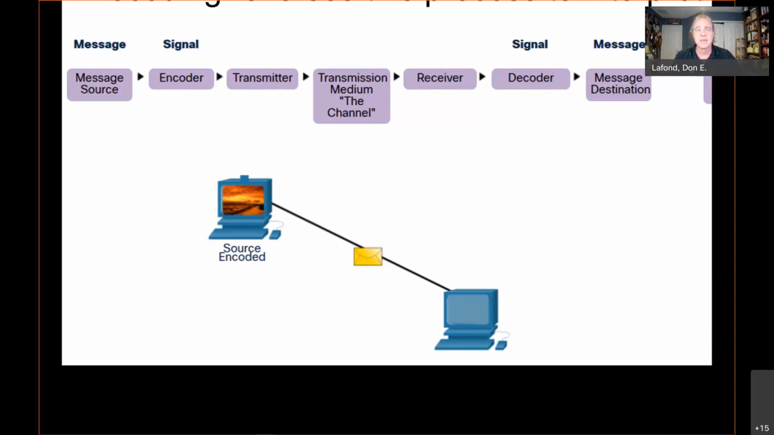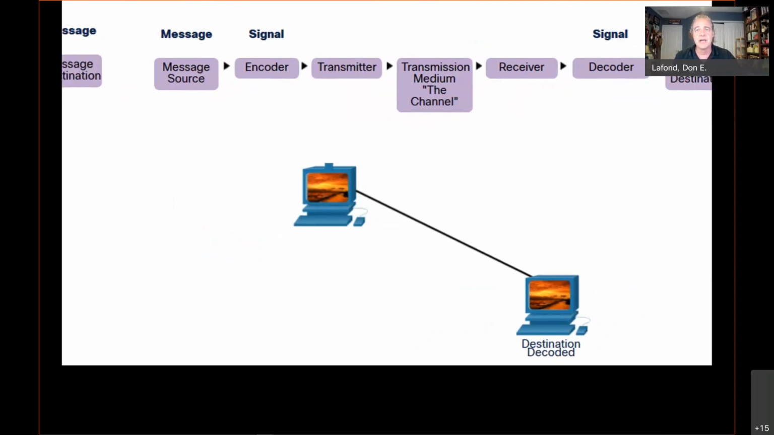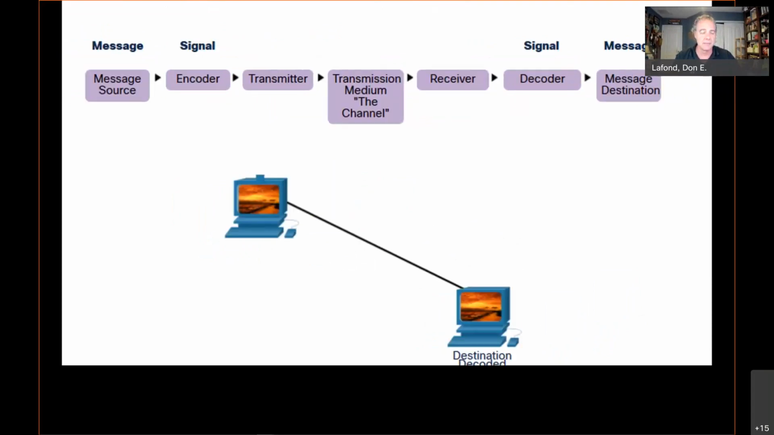Now here, the same thing happens in the other direction. The message is decoded and read. Then, say you're requesting a website, that message is re-encoded and sent back the other direction through the same process at the top.